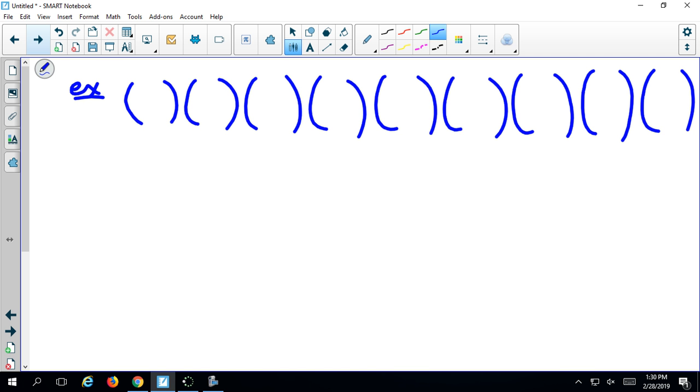I have 9 ways to choose the first batter in the batting order, right? And after I choose that player, how many choices are there for the second batter? 8. And then for the third, 7, 6, 5, 4, 3, 2. When you get to the end, there's only one person left, right? So there's only one way to make that choice. And we have a notation for that, right? It's factorial.